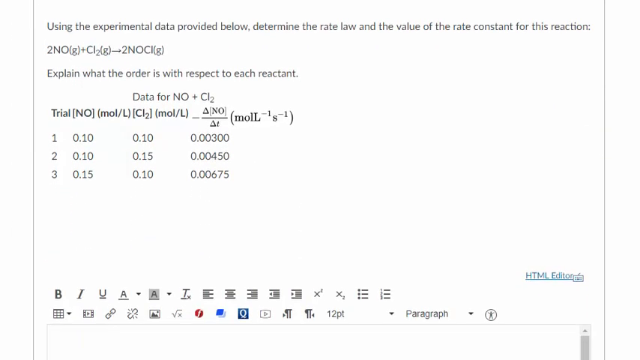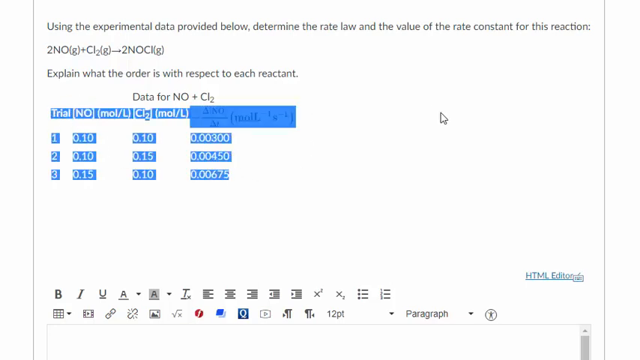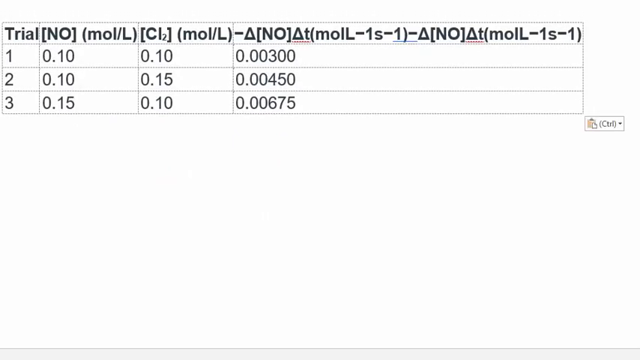Number 4, using experimental data, we're going to determine the rate law. So this is similar to your lab. So what I'm going to do is take this data here and calculate. And then it says to explain what the order is with respect to each reactant. So I will start with my data. And what I'm looking for, I know my rate is going to be equal to some constant k times the concentration of my reactants raised to a variable, or raised to an exponent, which I don't know. And that's what I'm going to be calculating.